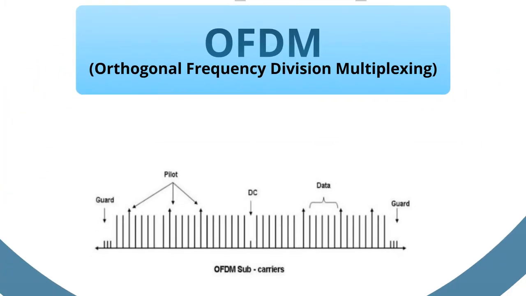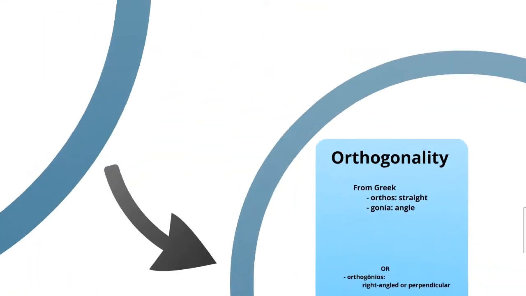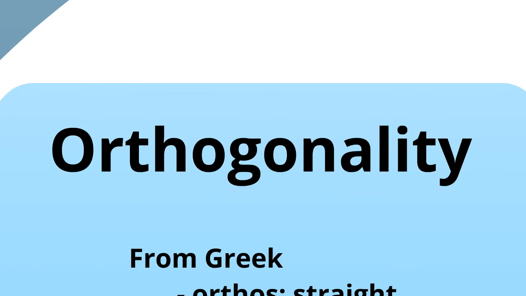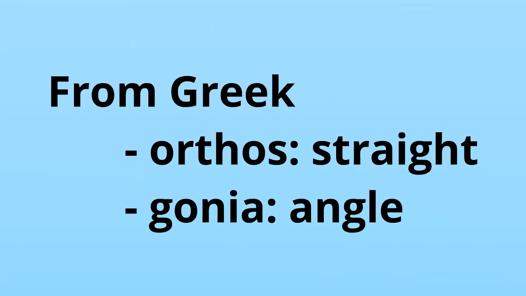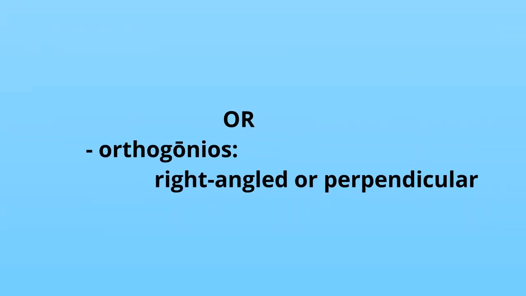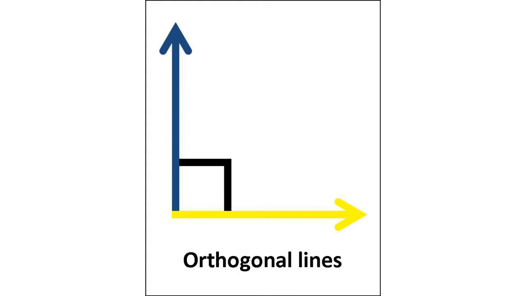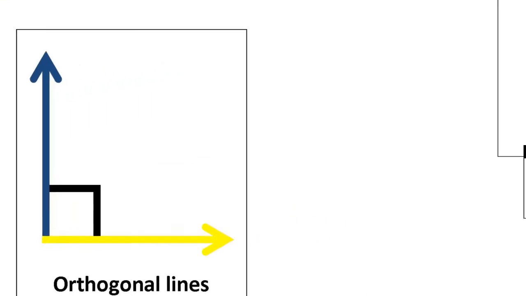The main concept in OFDM is orthogonality of the subcarriers. The orthogonality prevents crosstalk between subcarriers. So, let's look at what orthogonality is. Orthogonality has Greek roots from the words orthos, meaning straight, and gonio, meaning angle. Together, orthogonios means right-angled. Two perpendicular lines intersecting at right angles are considered orthogonal.